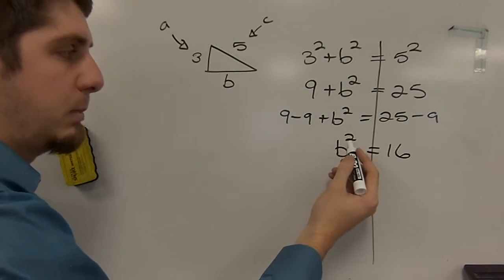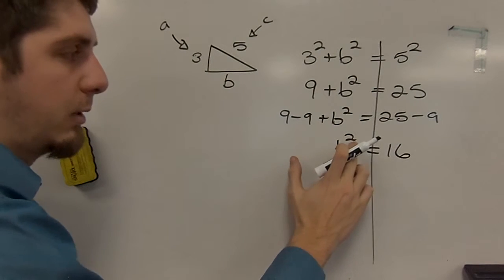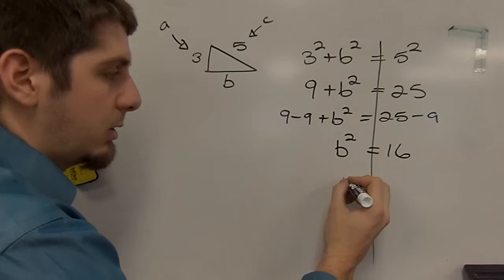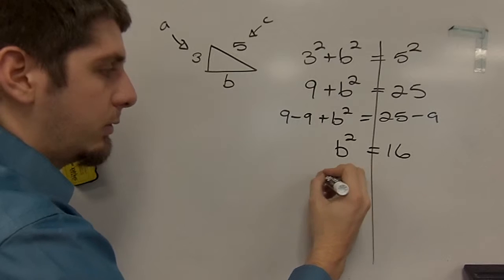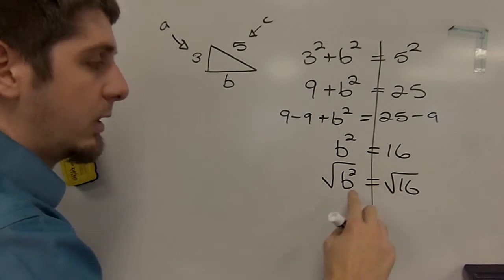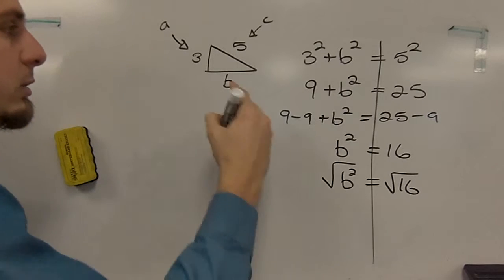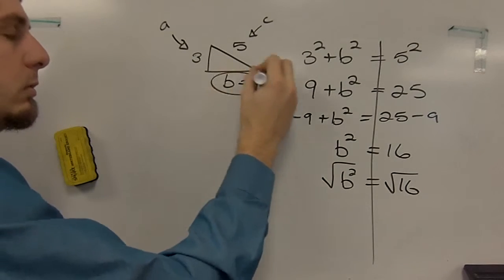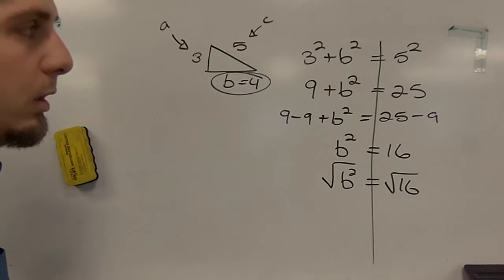And I'm left with 16 on the right side. To get rid of something that's being squared, because again, I want to get B alone, I've got to get rid of the power of 2. To undo something being squared, we square root. And the square root of 16 is 4, so B equals 4, just like it was before.